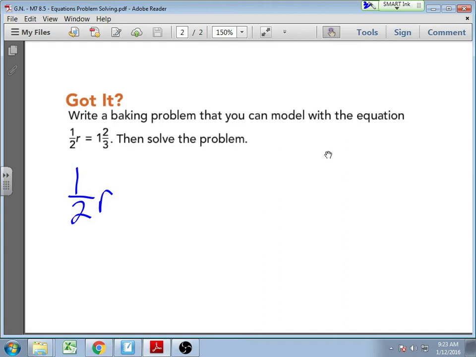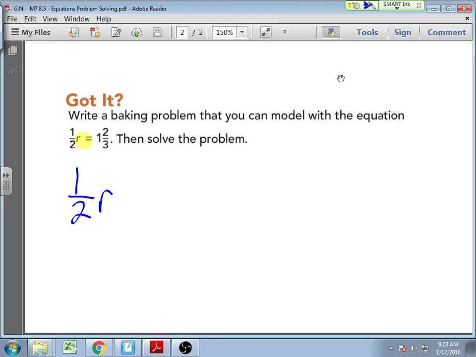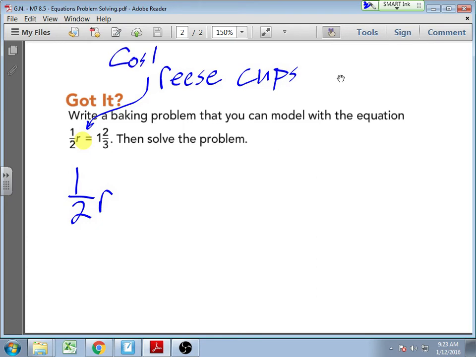All right, does anybody have a situation for this problem? Cassidy, your hand shot up. What did you make R represent here? I made R represent Reese's cups. Okay. So is it number of Reese's cups or weight of Reese's cups or what is it? The amount to buy. So like cost. Yeah. Okay, so cost of.